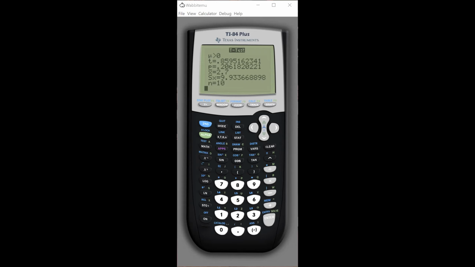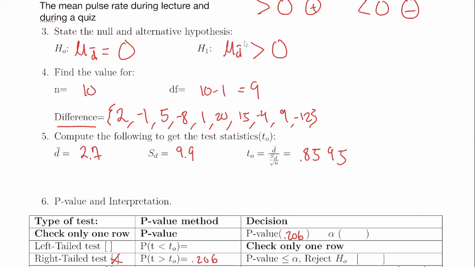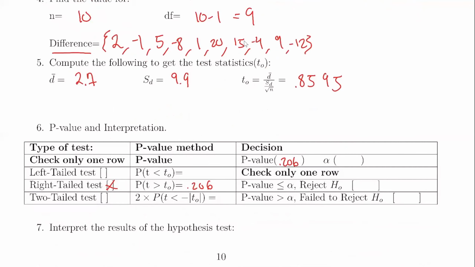All right, so let's go back to the notes. Let's finish this up and call it a day. If you look at number 5, for d bar, I put 2.7. For s d, I put 9.9. For t, I put 0.8595. And if you look at part 6, this is a right tail test. I put p-value 0.206.